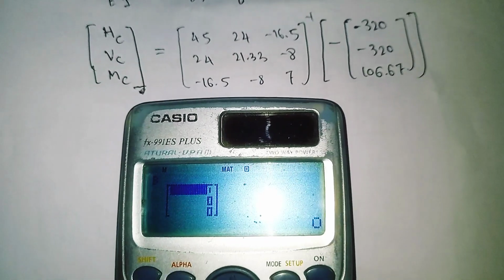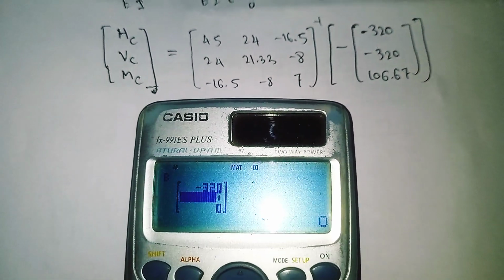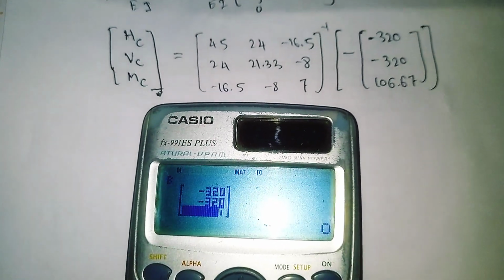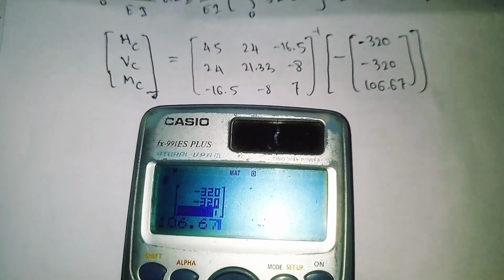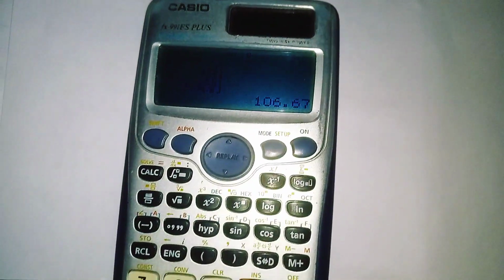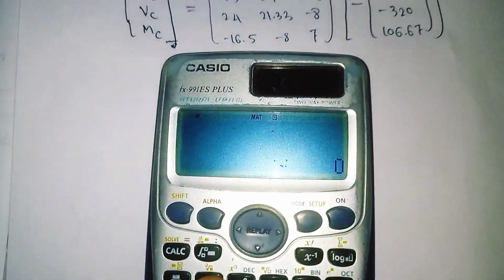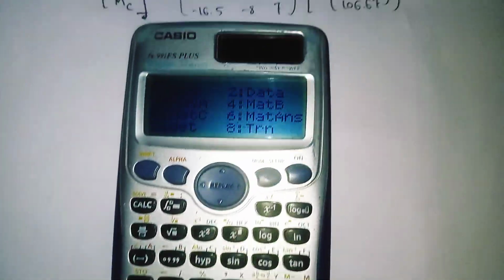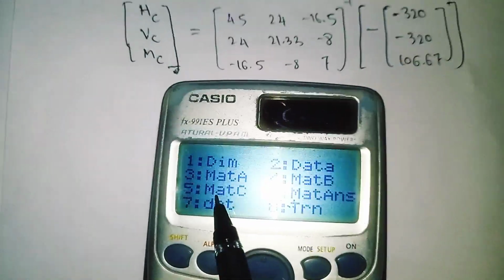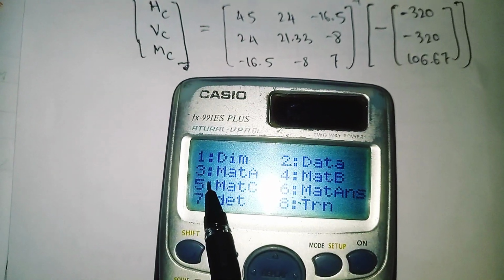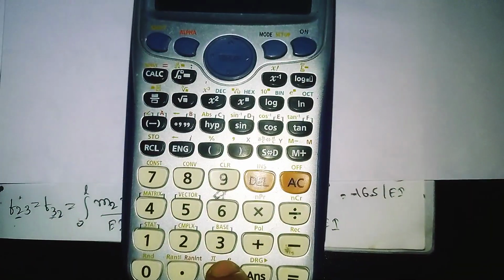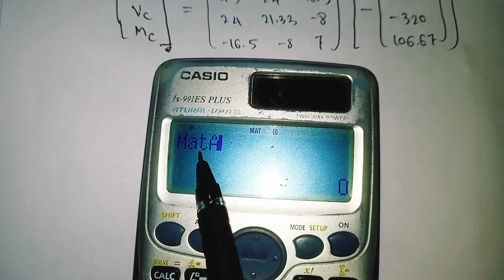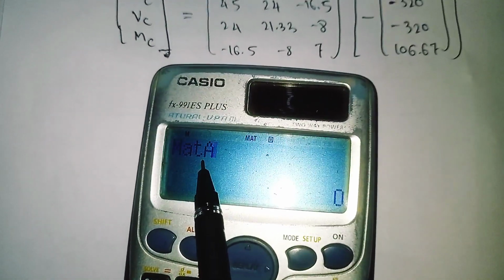So now enter all the values. Minus 320 is equal to, minus 320, and 106.67. So now again press AC here, go to shift and again press number 4. So now you can see the matrix is at number 3 now, so press 3, and matrix A you can see here.